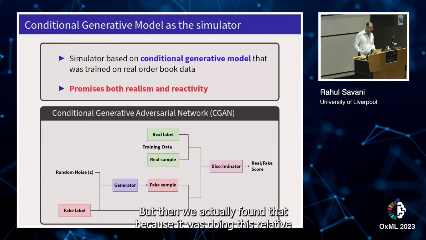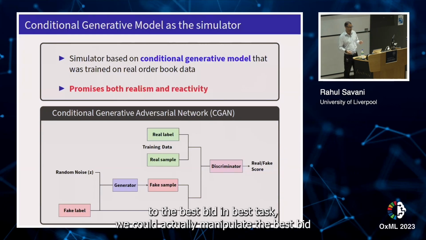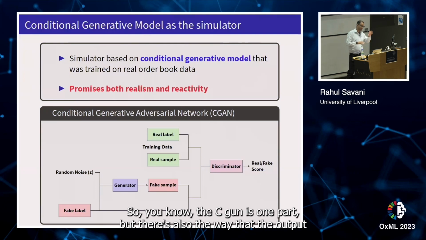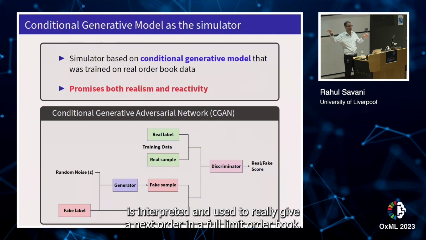But then we actually found that because it was doing this relative to the best bid and best ask, we could actually manipulate the best bid and best ask and actually get desirable results for a trading agent that way. So the CGAN is one part, but there's also the way that the output is interpreted and used to really give a next order in a full limit order book.